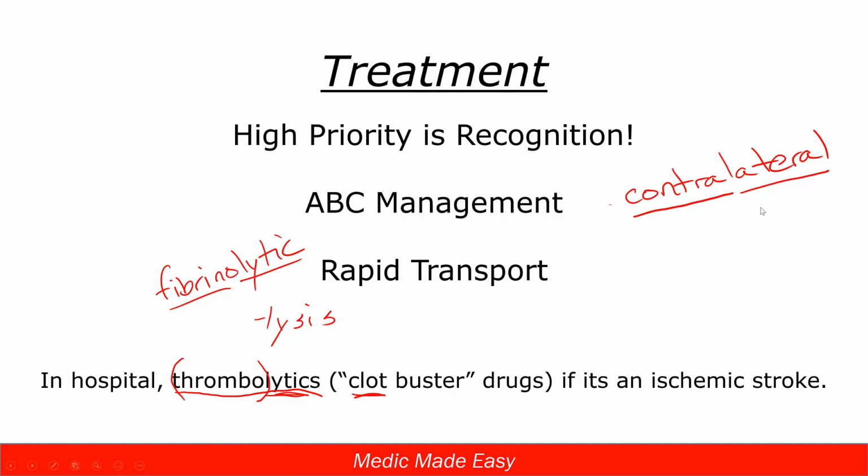So that's one of the other pieces of it. If you see weakness, paralysis, or altered sensation on one side of the body, the stroke is occurring on the opposite side of the brain. That's one of the big things that can help us, or a common question type that could come up potentially.